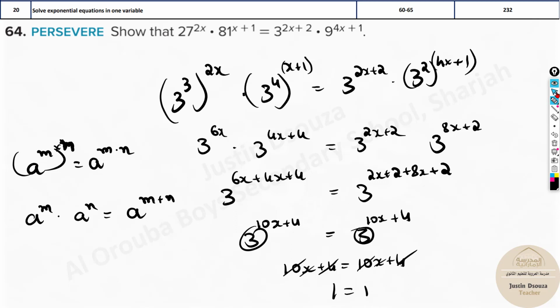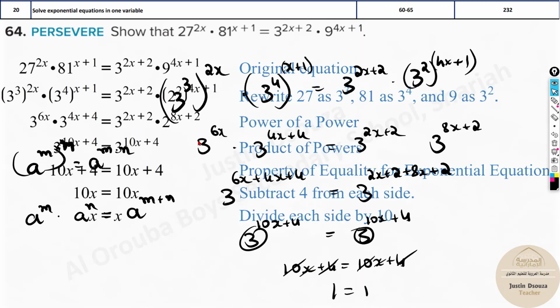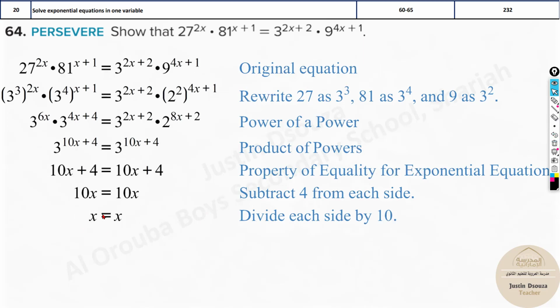It's an identity. It's true all the time. Both sides are absolutely true, because you're getting both sides the same. So this is true. Now see, we got the same thing, but here they have simplified it further and just kept x equals x. Both sides are the same. That's it.